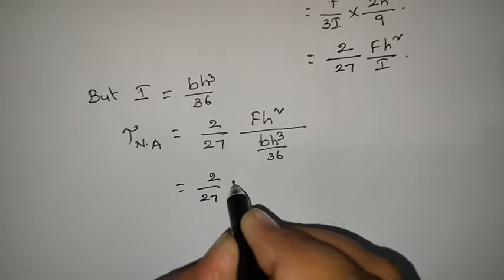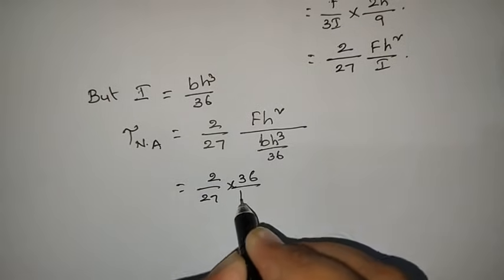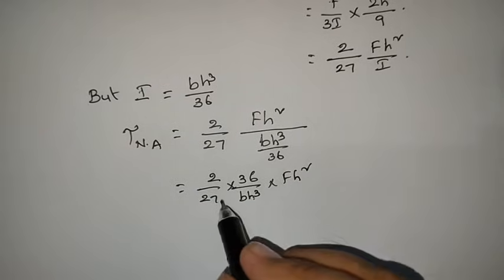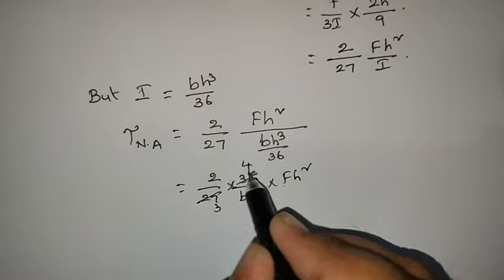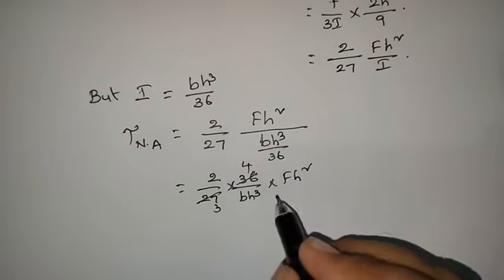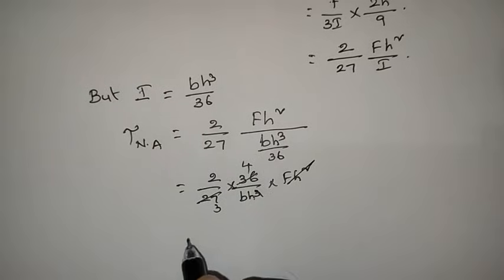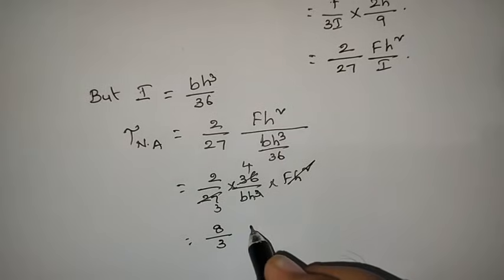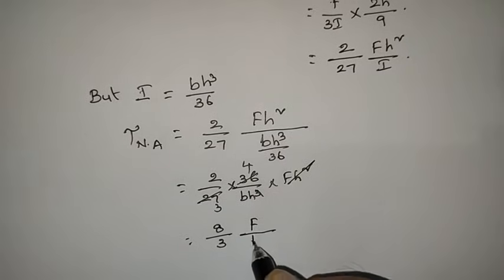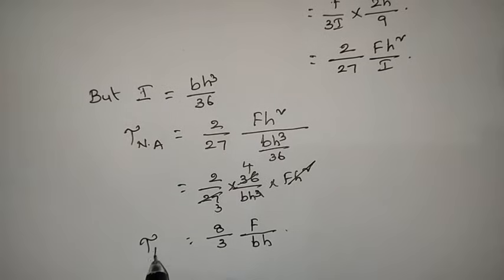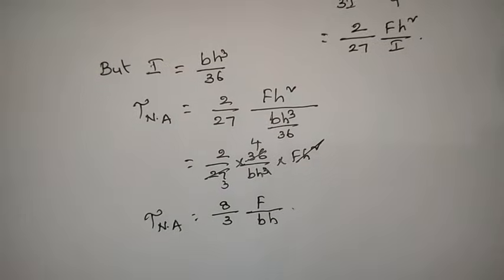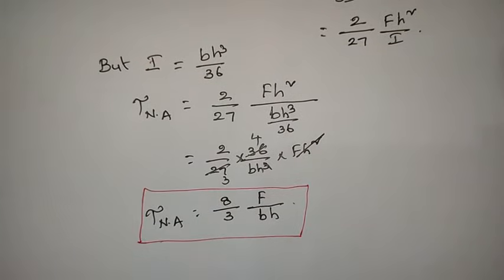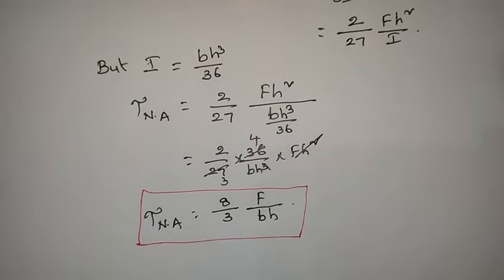So it is equal to 2 by 27 into 36 by bh cube into Fh square. So 9 3s are 27, 9 4s are 36, and h square cancels. What you will get is 4 into 2, 8 by 3, into F by bh. It is the shear stress at the neutral axis. Okay, right. And next I require the maximum shear stress.